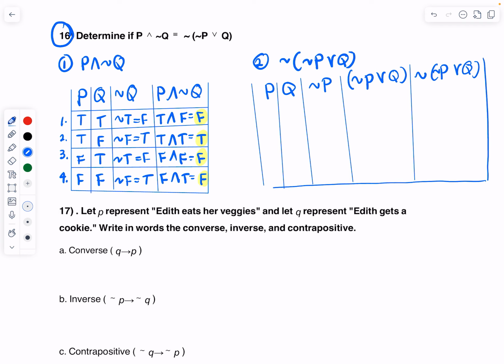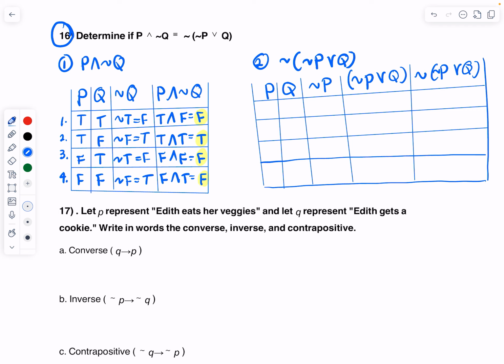What we're trying to do here is a truth table to see if the truth values at the end are exactly the same as what we did for the first one. So are the truth values the same for P and negation Q? And we're going to compare that to negation of the negation P or Q. P again is true, true, false, false. Q is true, false, true, false.